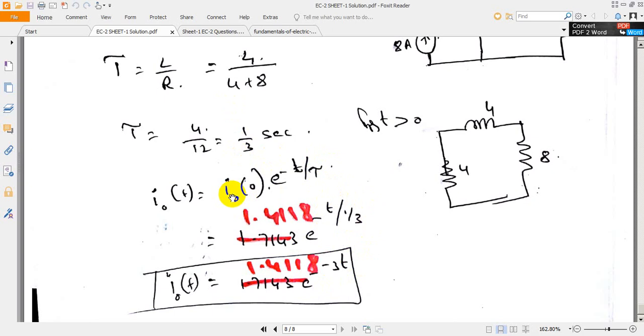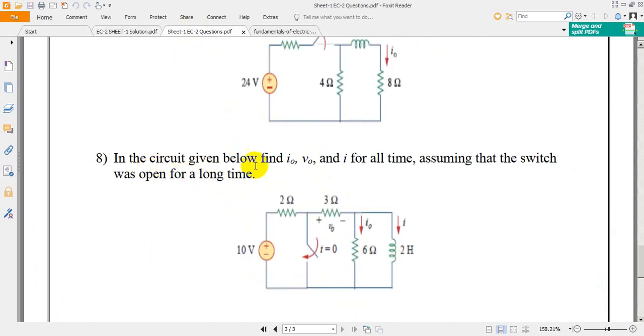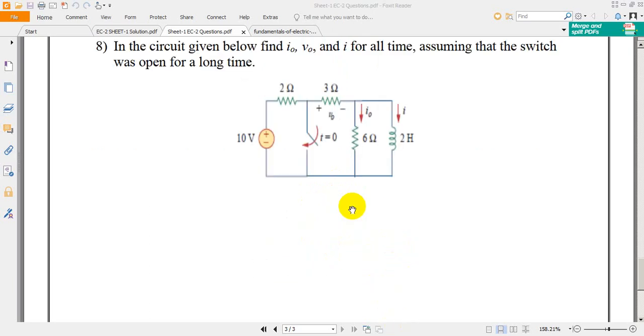With this we have completed problem number 7. Coming to the next problem, in the circuit given below, find I naught. We need to calculate I naught, V naught. V naught is the voltage across this resistance, and then the current flowing in the inductor. These things we need to evaluate.